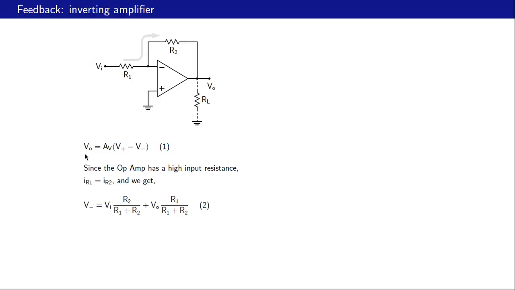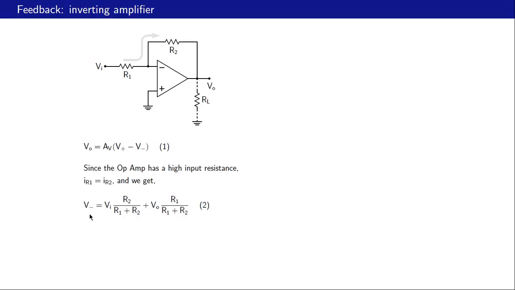Let us start with VO equal to AV times (V plus minus V minus). This equation holds if the op-amp is working in the linear region. Since the op-amp has a high input resistance, this current is 0, and therefore IR1 is equal to IR2. This current and this current are equal. In this situation, we can obtain V minus using superposition, and this is what we get. From this equation, we note that if Vi increases or Vo increases, then V minus will go up.